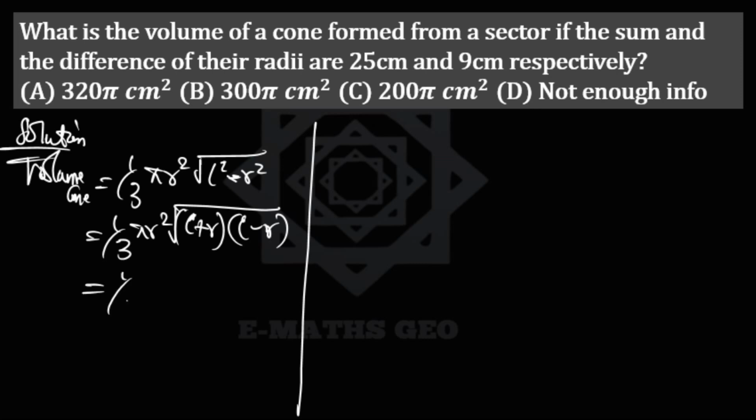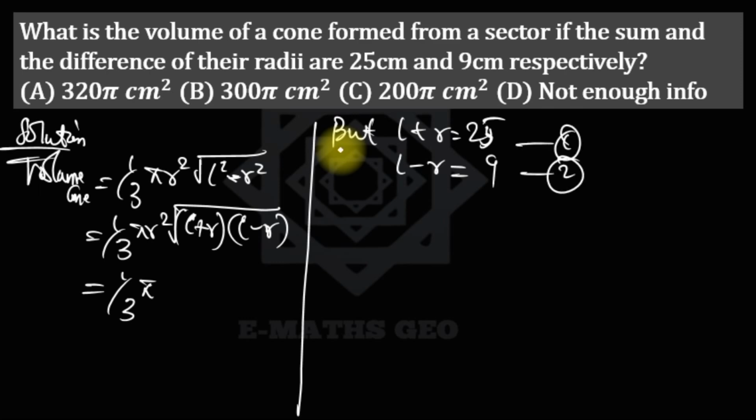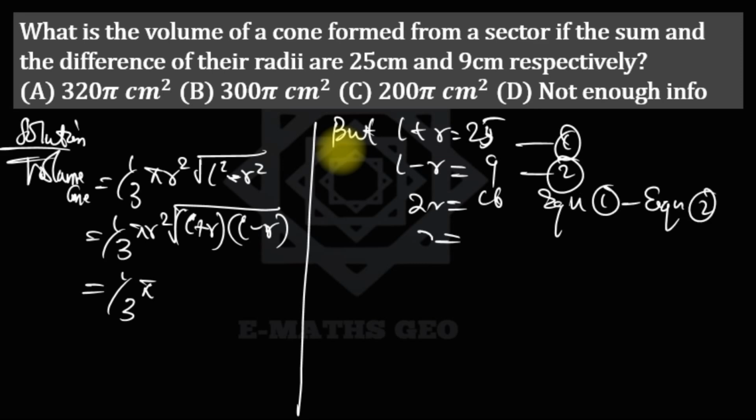So this is 1/3 pi. We know L but we don't know r, but we can get it. They say that L plus R is 25, and L minus R is 9. So equation 1 and equation 2. Subtracting equation 2 from equation 1, we have 2R is equal to 16. So we see that R is 8.